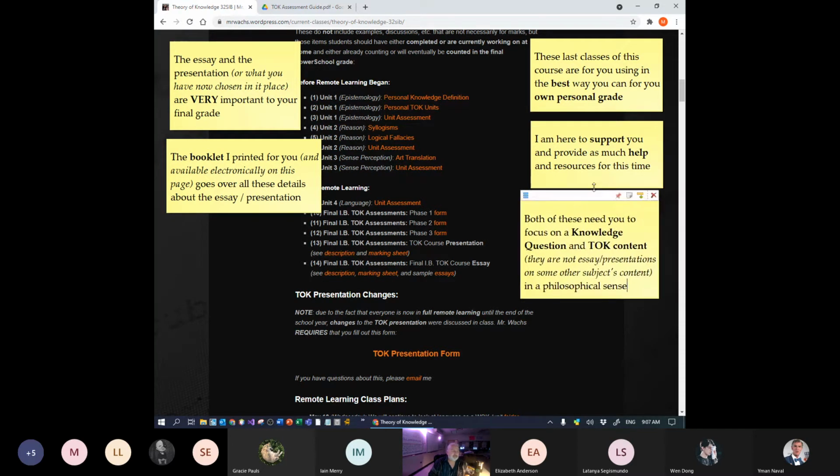Here's a big thing. Both the essay and the presentation in TOK focus on this thing called a knowledge question. We've talked about it in class, but if you don't know what the IB or what I mean by knowledge question, that's going to affect your mark on the essay because the rubric that I didn't design, but the rubric that marks those two things really stresses knowledge question, okay?